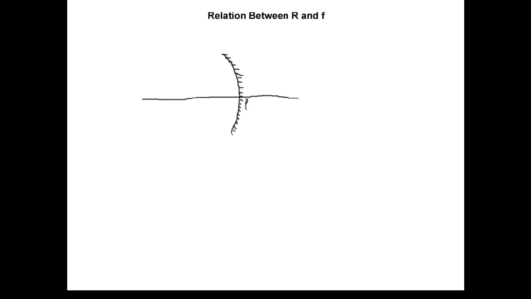If you consider a ray which is parallel to the principal axis incident on a mirror, the rays which are parallel to the principal axis are called paraxial rays. These rays, after reflection, will pass through a point. This point is called the focus, and focus is exactly half of the radius of curvature. Means it is exactly midway.